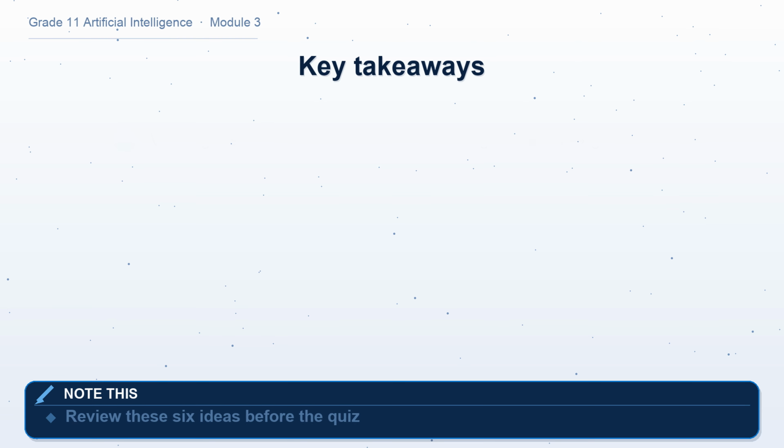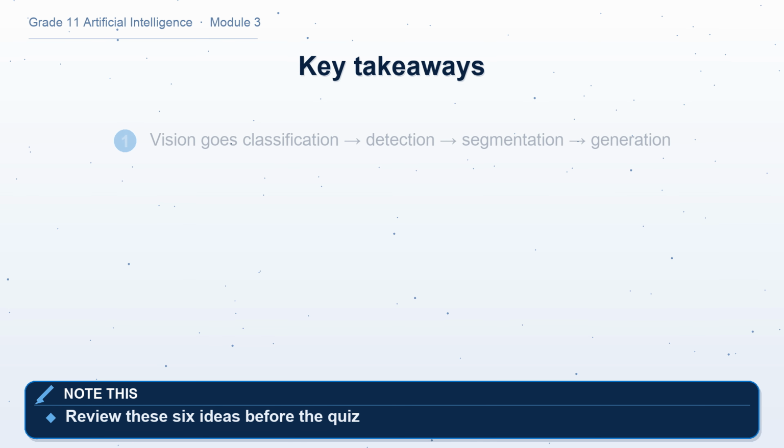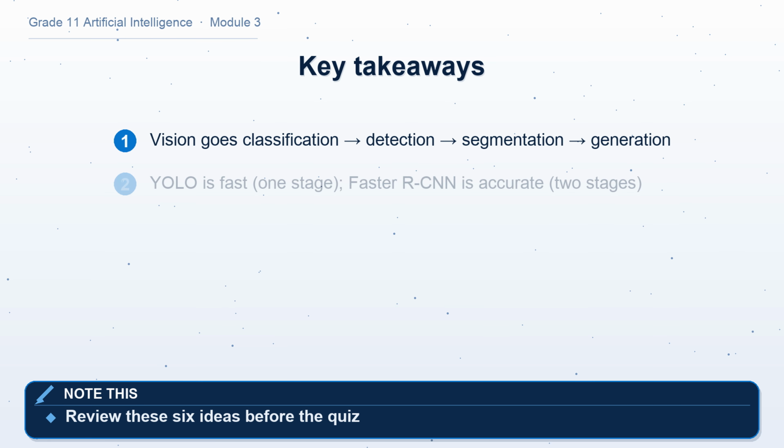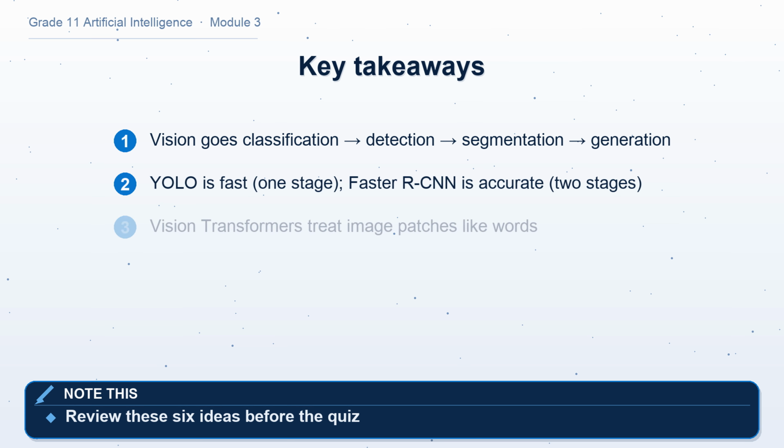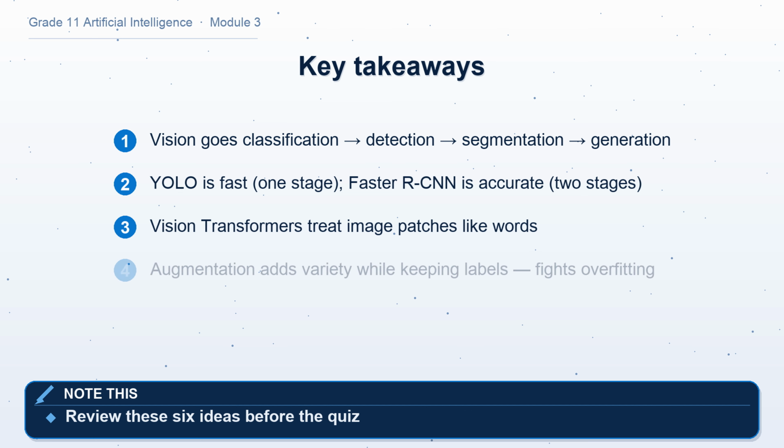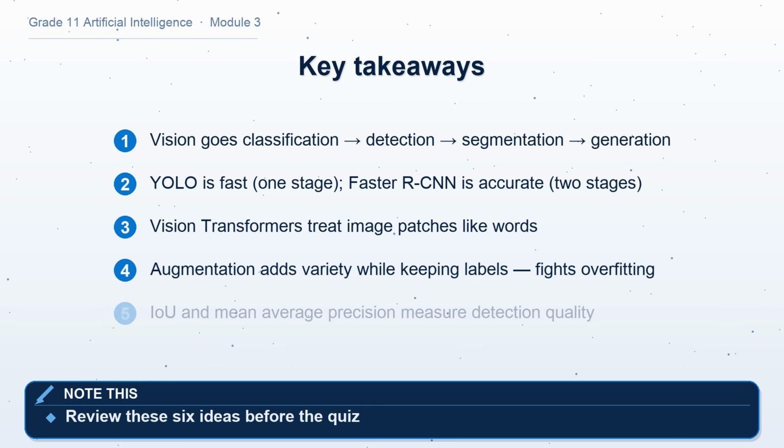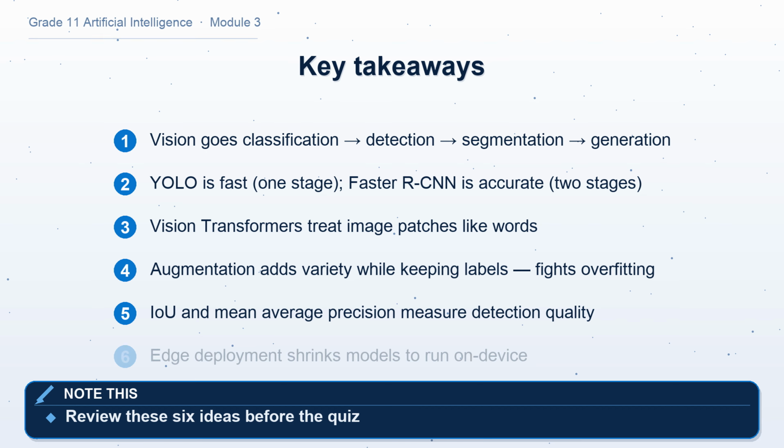Let's gather the key ideas. Vision tasks build up from classification to detection, segmentation, and generation. YOLO detects in a single fast pass, while faster RCNN proposes then refines for more accuracy. Vision transformers treat image patches like words and apply self-attention. Augmentation adds variety while keeping labels, which fights overfitting. We measure detection with intersection over union and mean average precision. And edge deployment shrinks models to run on device.